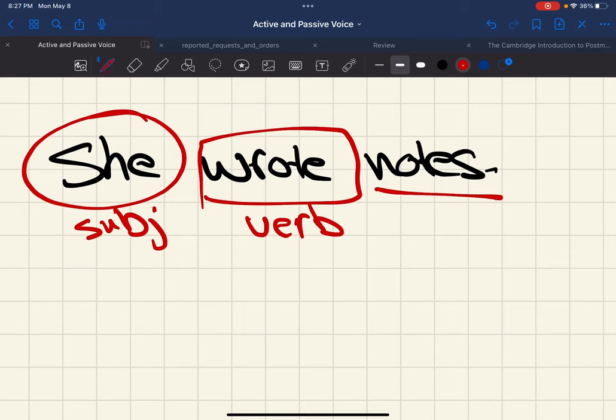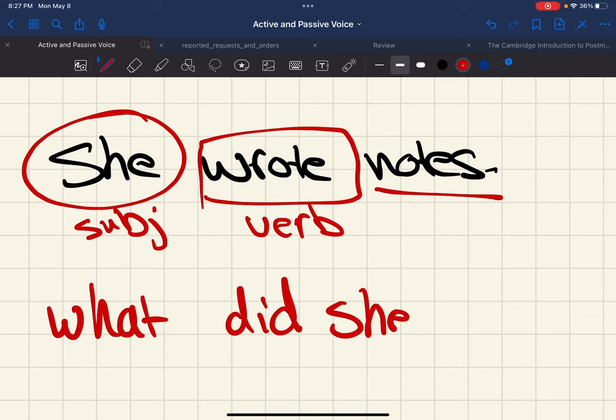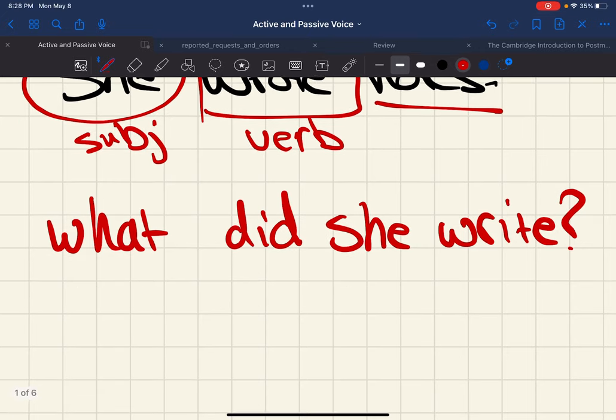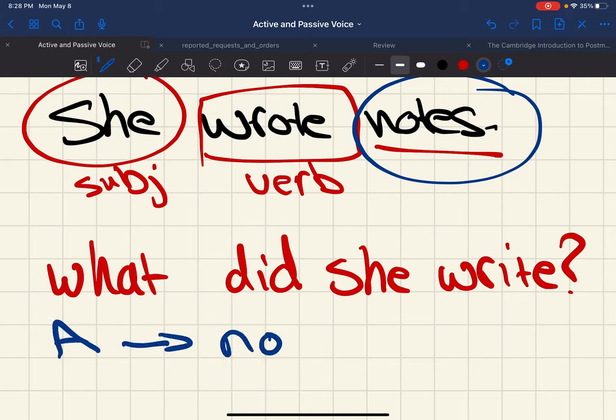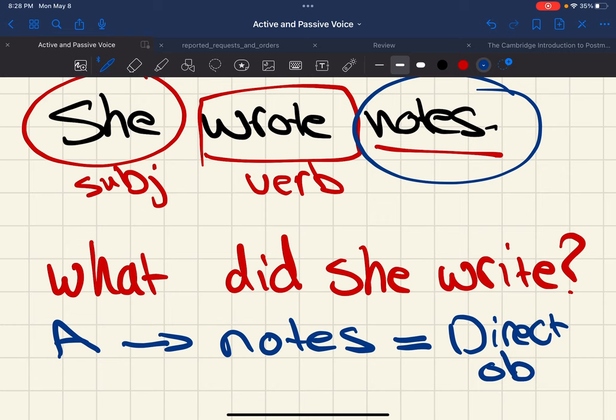What do we say? What did she write? This question we made just to find out the direct object. Now, the answer is what? What did she write? Notes. So your answer, which is notes, is going to be equal to direct object.